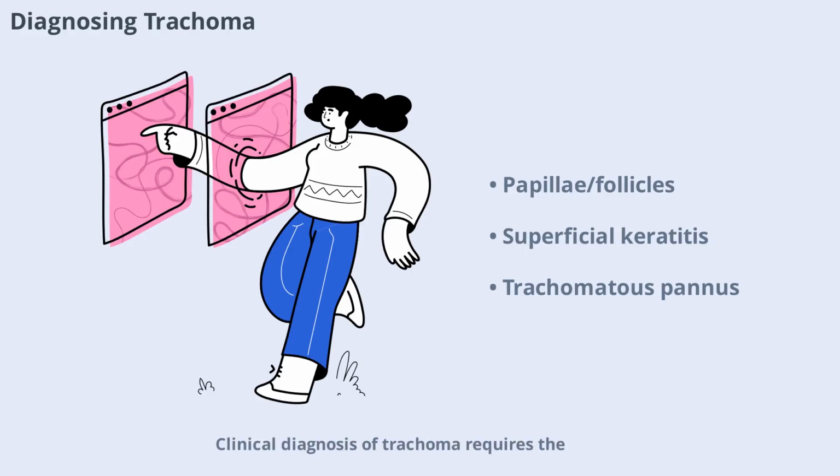Managing these complications often requires surgical intervention and long-term care. Clinical diagnosis of trachoma requires the presence of at least 2 key signs: papillae or follicles, superficial epithelial keratitis, or trachomatous pannus. In early stages, diagnosis can be confirmed by identifying inclusion bodies in conjunctival scrapings. Accurate diagnosis is essential for starting effective treatment and preventing complications.